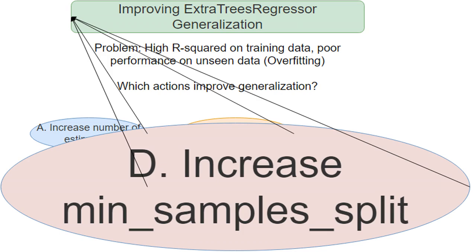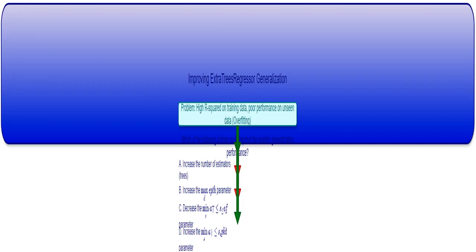By increasing the minimum number of samples required to split a node, I'm forcing the trees to be less complex and thus less likely to overfit. It makes the decision-making process for each tree more robust. Let's tackle how to improve the generalization of an ExtraTreesRegressor model. We're aiming to make sure our model performs well not just on the data it's trained on, but also on new, unseen data. This is crucial for real-world applications.